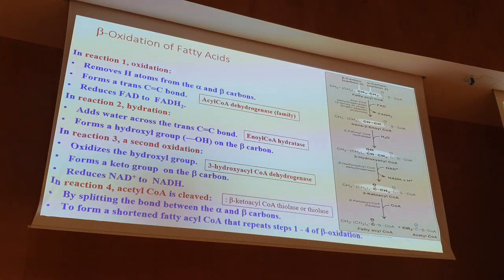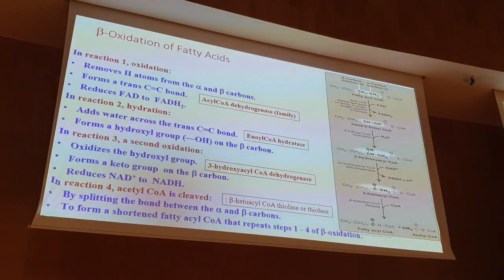And I wrote the reactions down for you on the left-hand side. The first one is a dehydrogenation or an oxidation reduction reaction. The second one is hydration reaction. The third one is an oxidation reduction reaction again, and the last one is a cleavage. Now, do you need to know the names of the enzymes for each of the steps? I will not ask you those.